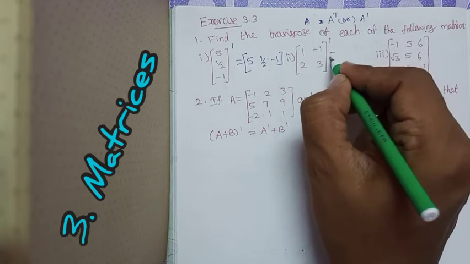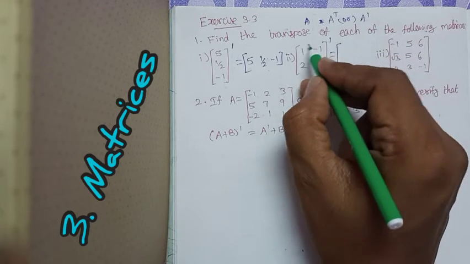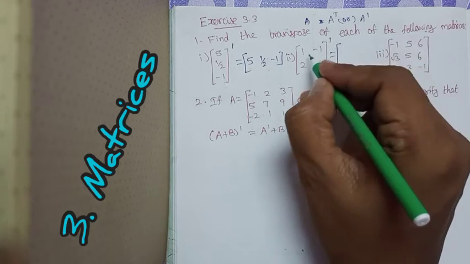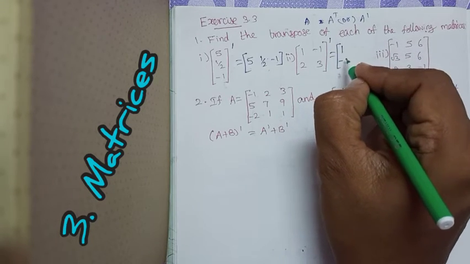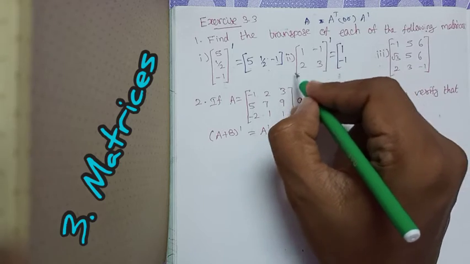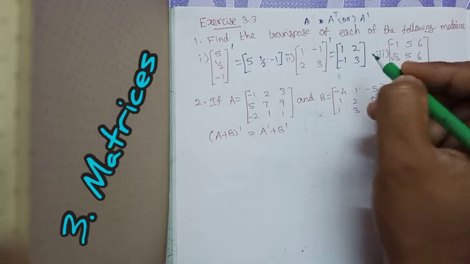You have to find the transpose of the matrix. So you write down the row into column. That is, the first row value is 1, minus 1. You write it down as a column, 1, minus 1. Next, the second row interchanging to second column, that is 2, 3. So this is your answer.